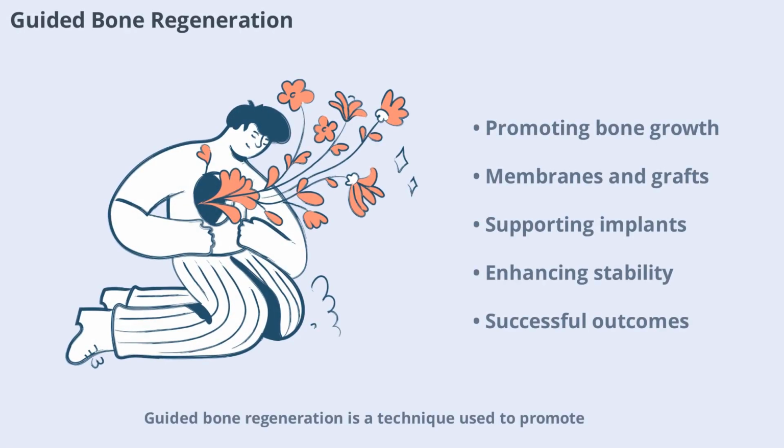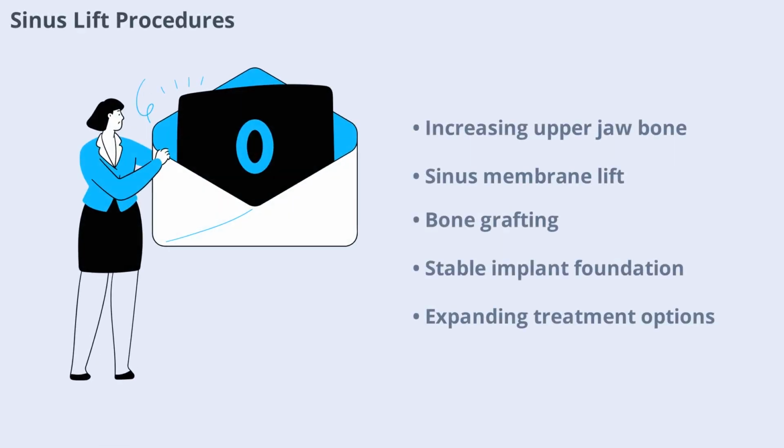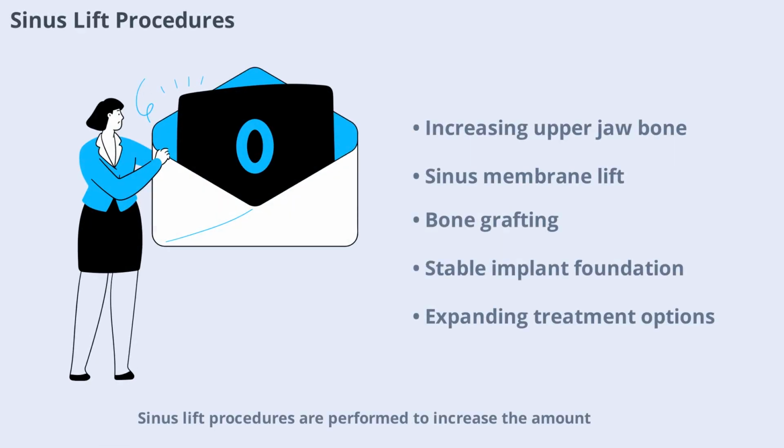Guided bone regeneration is a technique used to promote the growth of new bone in areas of deficiency. Special membranes and graft materials are placed to encourage bone formation and support implant placement. This procedure enhances the stability and longevity of implants, ensuring successful outcomes. Guided bone regeneration is a critical step in implant surgery and advanced periodontal therapy. Sinus lift procedures are performed to increase the amount of bone in the upper jaw for implant placement.